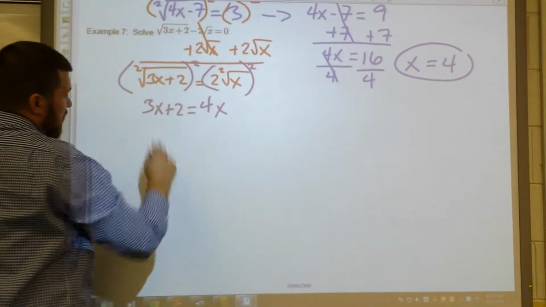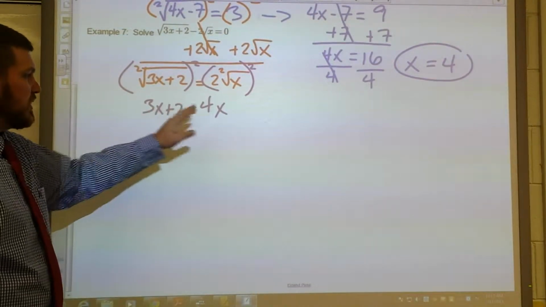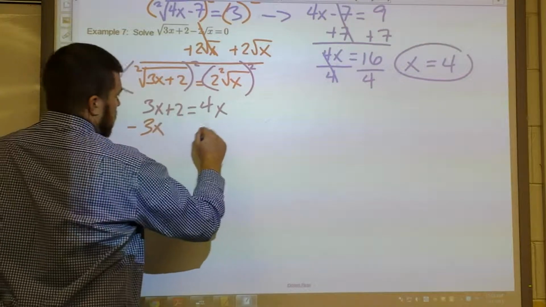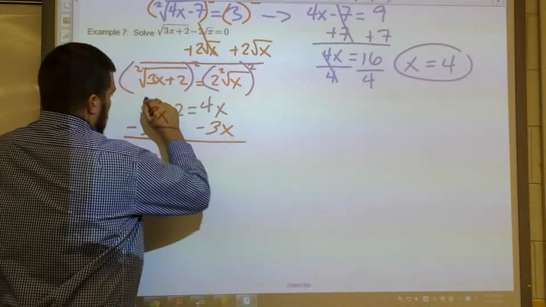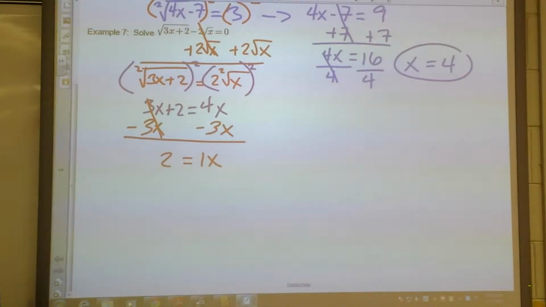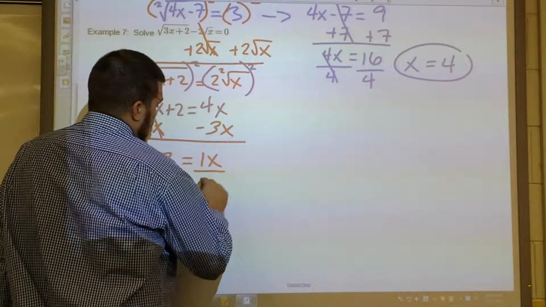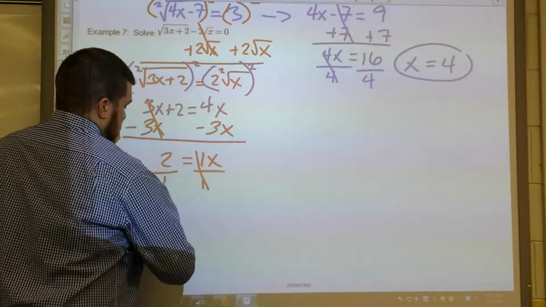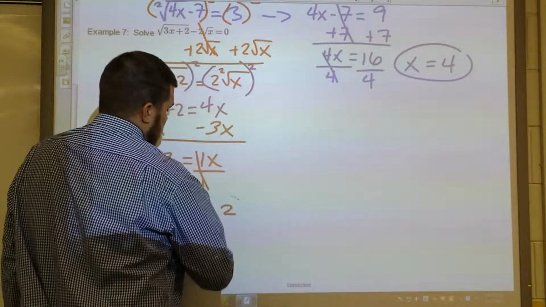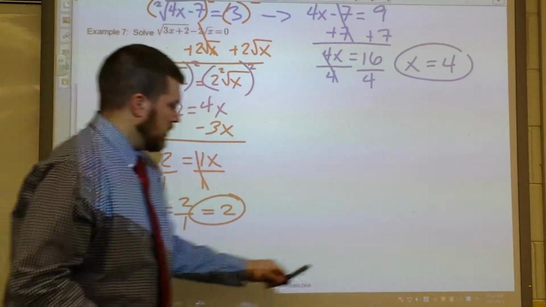So I want to get my x's on the exact same side of the equation, so I'm going to take 3x over to the right. So 2 equals 1x. Now I want to get x by itself, so I'm going to divide by 1. So x equals 2 over 1, which if I clean up that fraction, is just equal to 2. Okay?